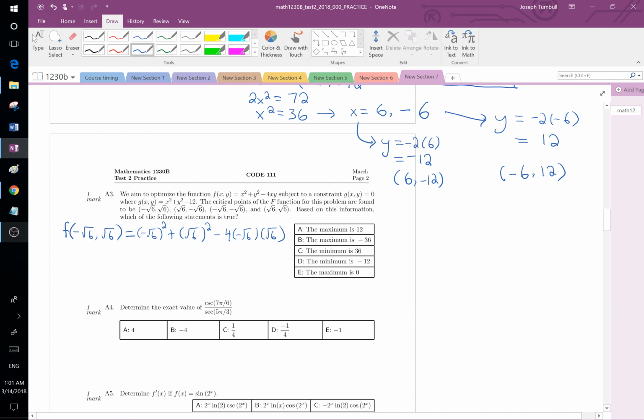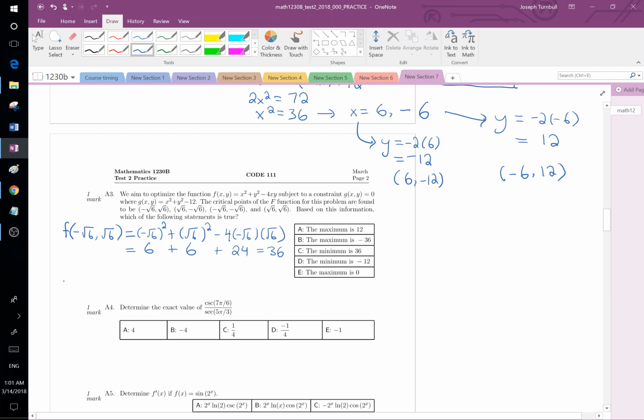Check, okay. Then simplify. That's going to be 6 plus 6, and then we have plus, negative times negative cancels, root 6 times root 6 is 6, 6 times 4, 24. So we end up with 36. So keep going.